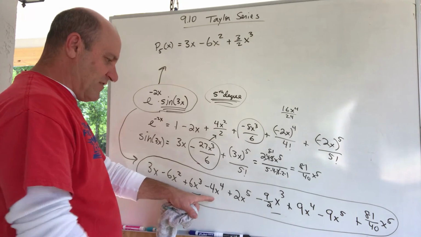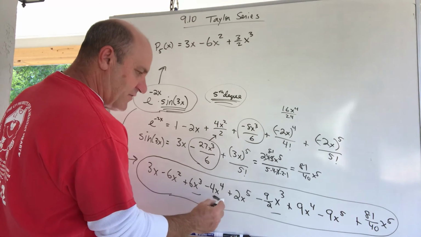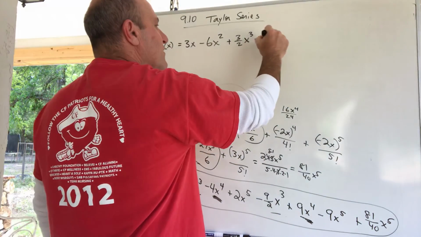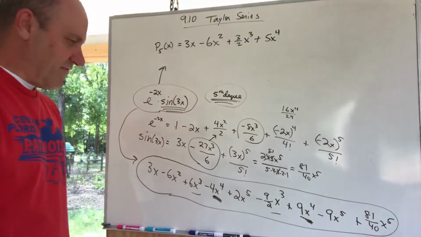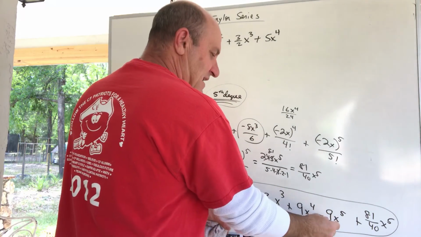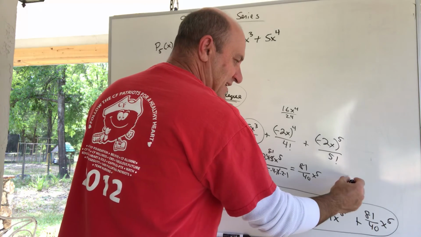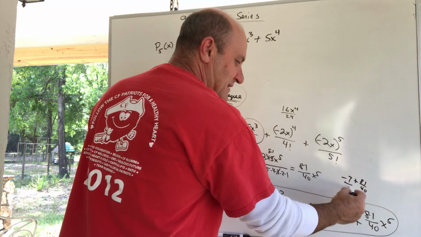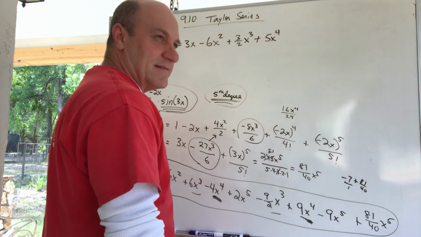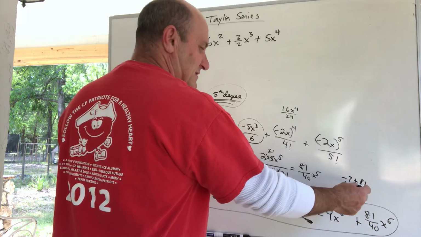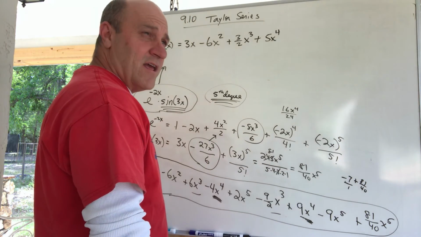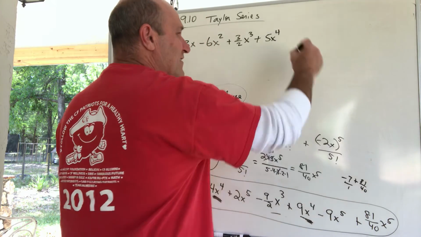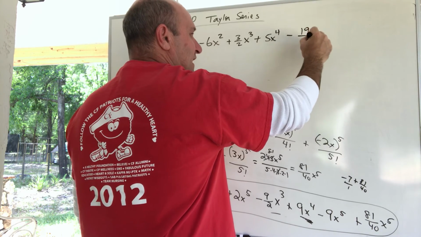All right, what about the x to the 4th? Oh my goodness. There's an x to the 4th. There's an x to the 4th. Okay, that's not bad. That's a 5x to the 4th. And finally, the x to the 5th. There's 2 minus 9. That's negative 7 plus this guy, negative 7 plus this 81 40ths. Oh my goodness. Negative 199 40ths x to the 5th.